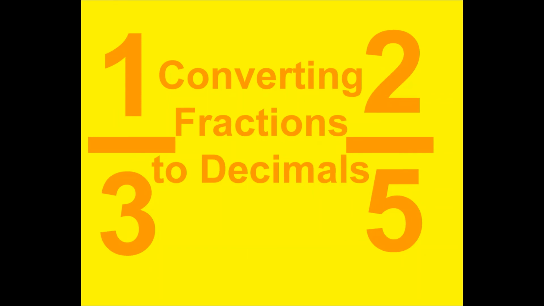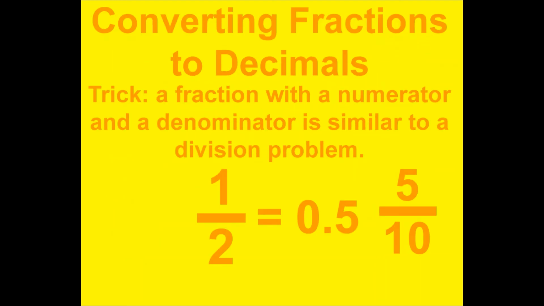Now, let's do converting fractions to decimals. There's a trick to this. A fraction with a numerator and a denominator is similar to a division problem. An example would be 1/2, which is 1 divided by 2. The best way to do it is to put it in a calculator. Put 1 divided by 2 and you get 0.5, which is the same as 5/10. Because 1/2 and 5/10 are equivalent fractions.